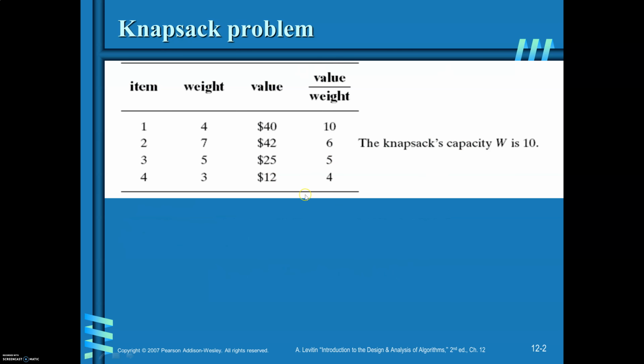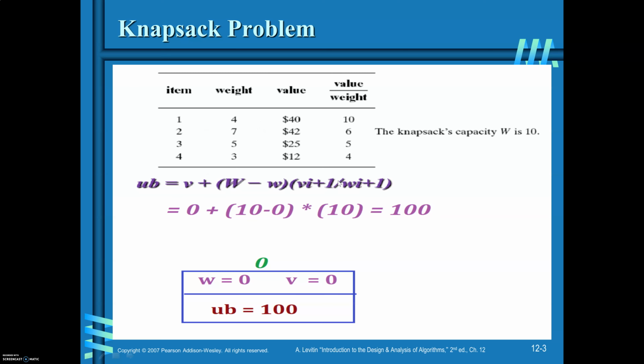So this is the instance given to you. For this, you are required to find the solution by applying the branch and bound design technique. Look at here, the value to weight ratio is already arranged in descending order, and you have been given 4 items. For all the 4 items, the value to weight ratio is already found and arranged in descending order. So first you are required to find the upper bound.